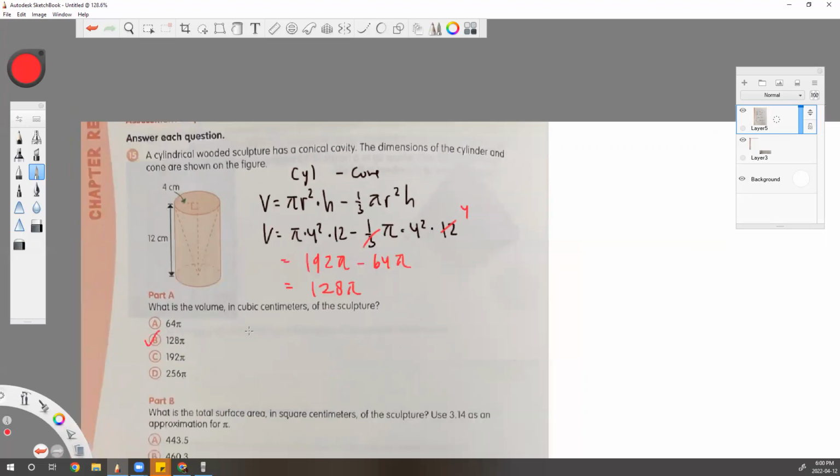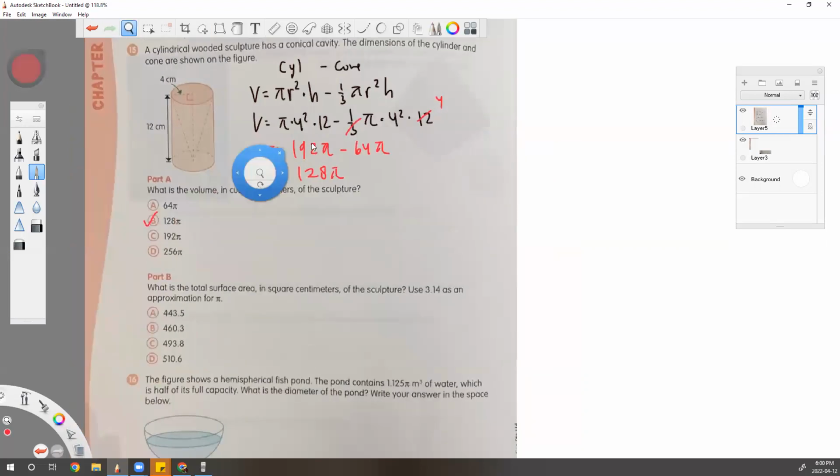Now, what is the total surface area in centimeter square of the sculpture? Use 3.14 as an approximation. To calculate the total surface area, you need to add the curved surfaces, right? So the cylinder, only pi r square, only one base, because on top it's nothing, because it's a cavity, plus 2 pi r h. And the cone is only pi r l. We don't have the base also, but we need to find the l, right?